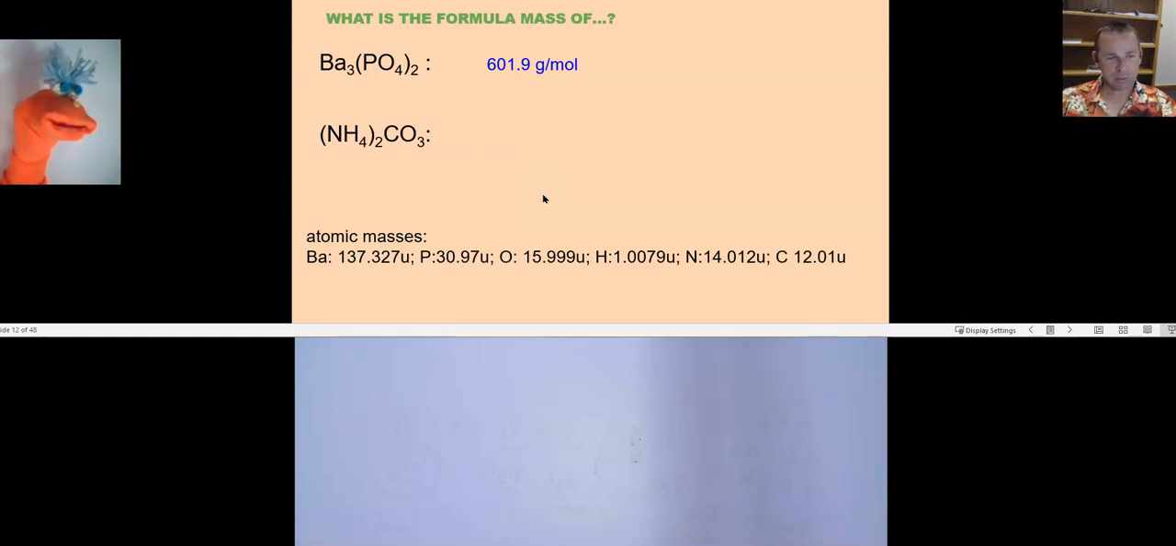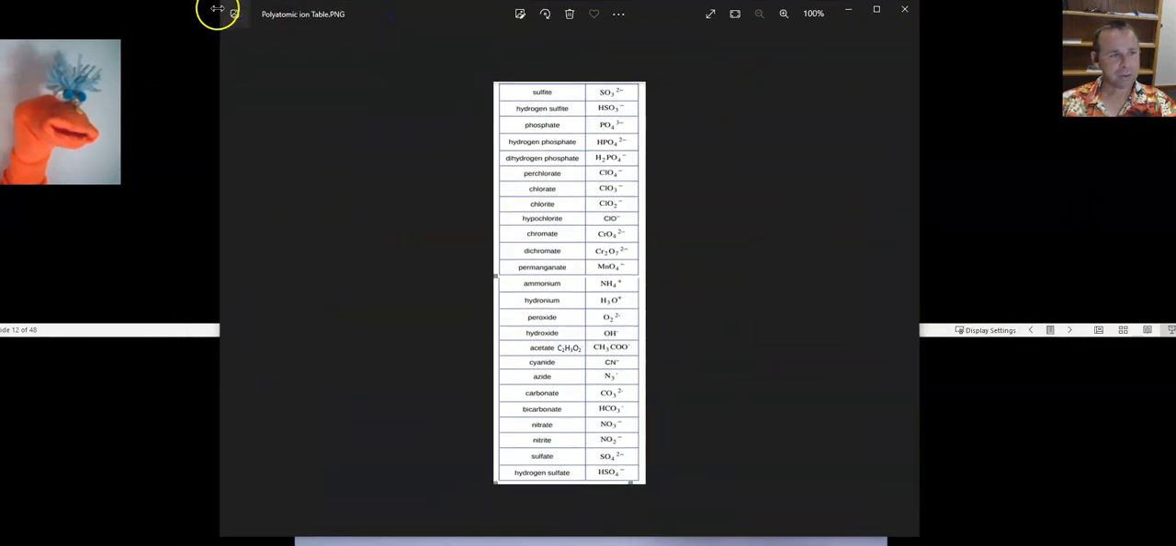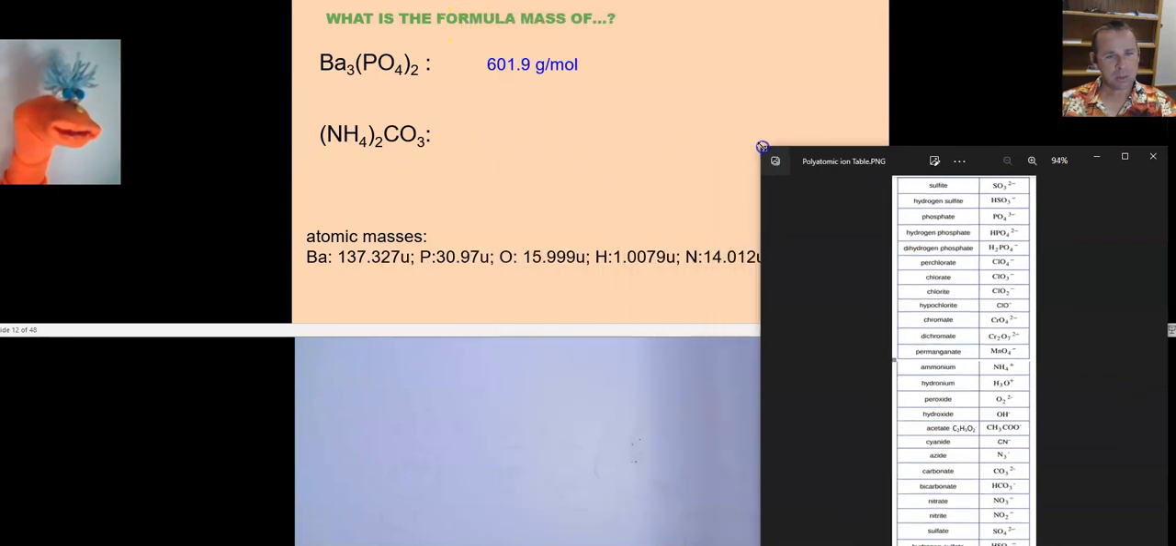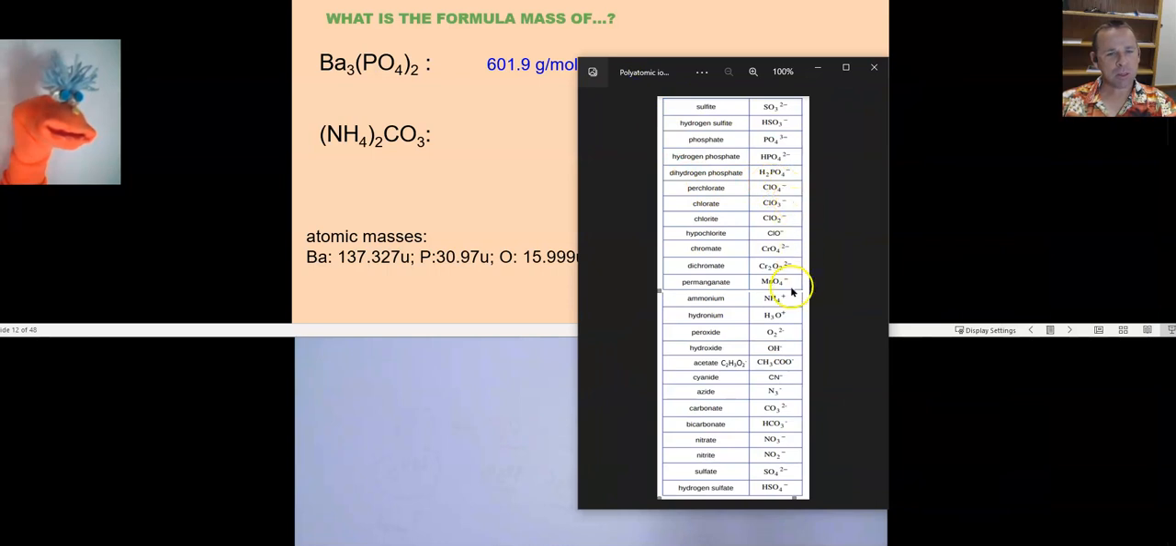What's the name of this compound, Fred? Do you have the polyatomic ion chart? Yeah, let's bring that over here. There's the ammonium ion. Let's scoot it over there. Yeah, that's the ammonium ion. And then what's that other one? That's carbonate. Very good. So we have ammonium carbonate. Where did you see the carbonate? Oh, towards the bottom. Oh, there it is.